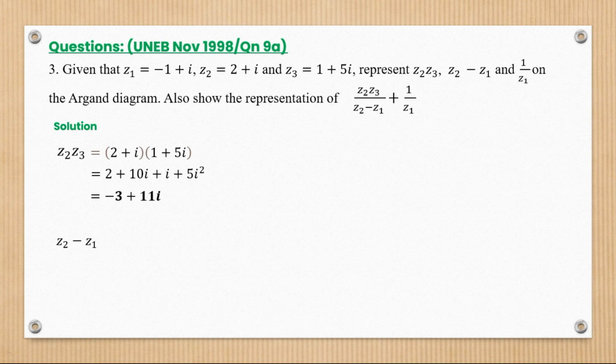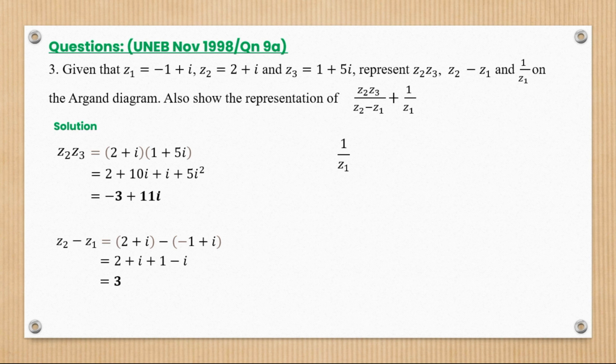So when we deal with z2 minus z1, we know that these are the different complex numbers that we have. So let's open those brackets. When we open those brackets, we can see that the negative becomes a positive, and then we have a negative i. So when we subtract, we can see that the i's cancel, then 2 plus 1 is 3. So that's what we end up having.